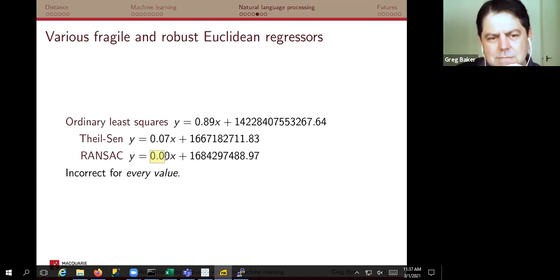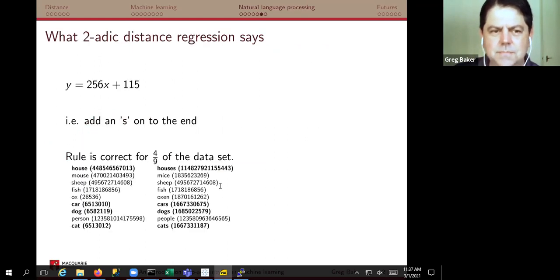I can't even tell that there's any connection between the plural version in English and the singular. You notice the coefficient is 0. It's saying, whenever you ask me for a plural, this is the value, which is the plural of every noun in English. So it clearly, hideously failed.